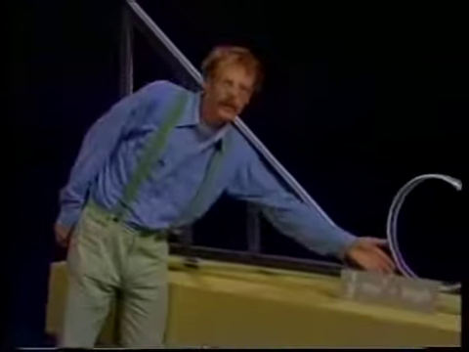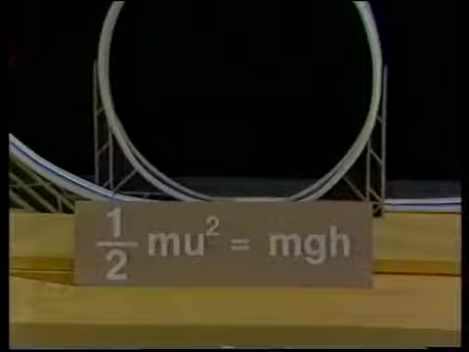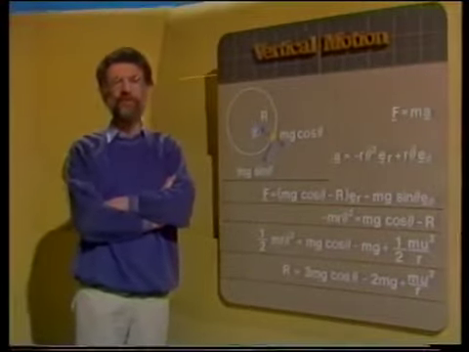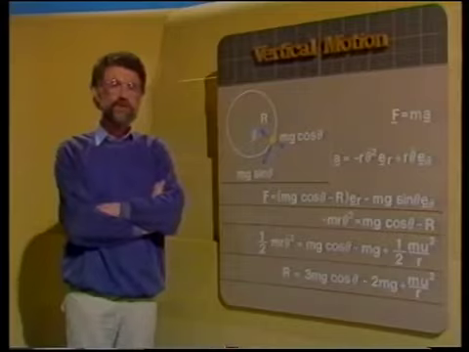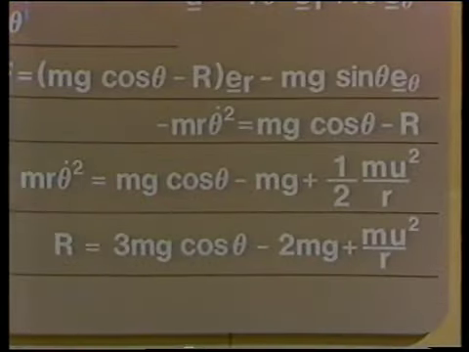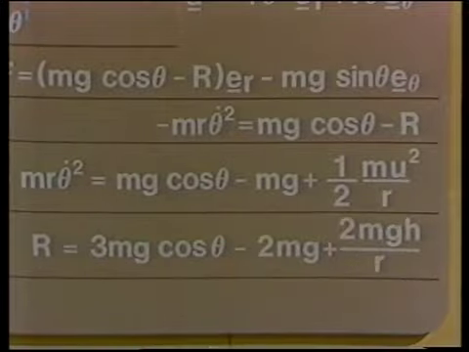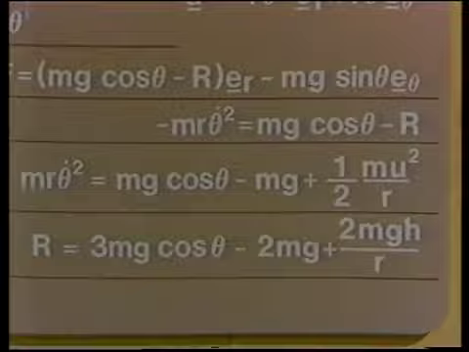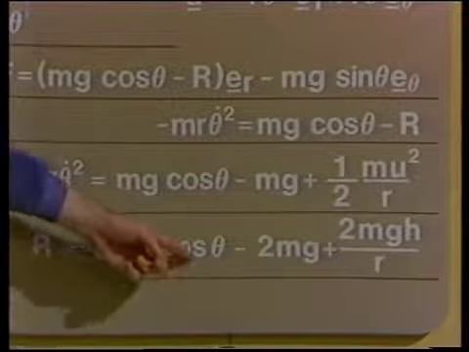If the car is released from rest up here, its speed down here will be given by half mu squared equals mgh. So now you should be able to express R in terms of h rather than u. Okay, so half mu squared is mgh. So if I put 2mgh for mu squared in here, I get this formula for capital R in terms of h and theta.